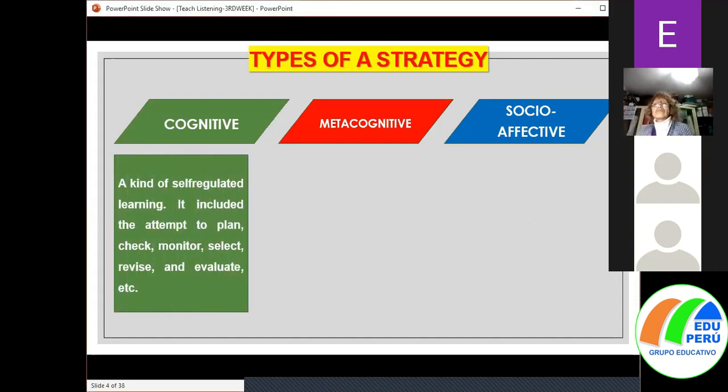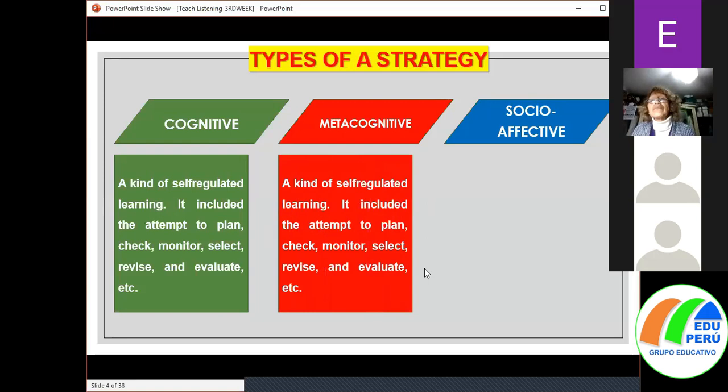Let's see. Cognitive strategies are the strategies which are useful to self-regulate our learning. It includes the attempt to plan, to check, monitor, select, revise, and evaluate. So these are the cognitive strategies. We are going to regulate our learning with these strategies. Remember, strategies are the activities or techniques. So these activities, these techniques are going to be used as self-regulation. They are going to self-regulate our learning. So we are going to plan, check, monitor, select, revise, and evaluate. So these are the cognitive strategies.